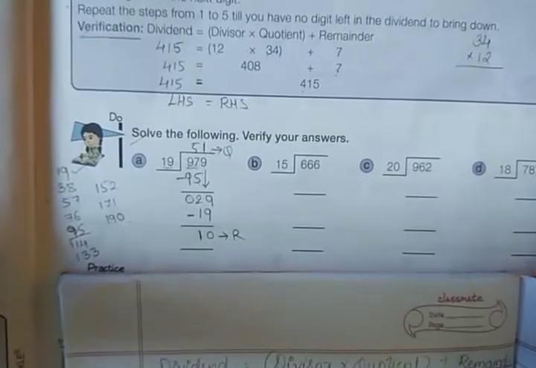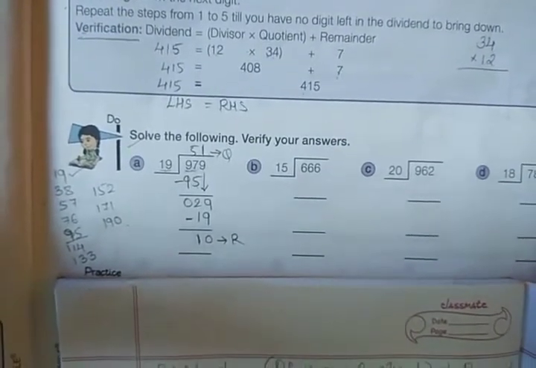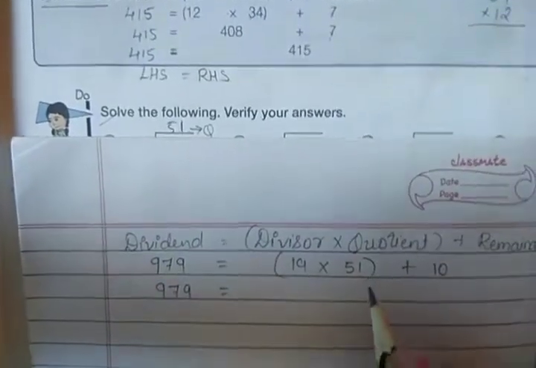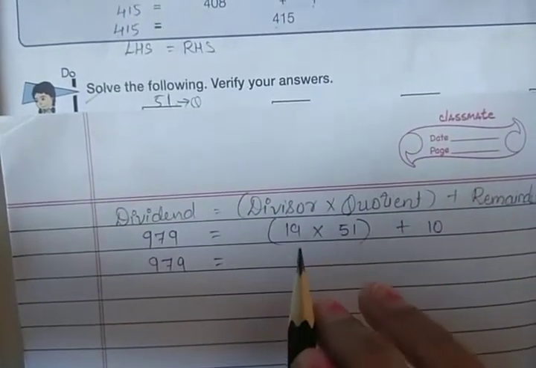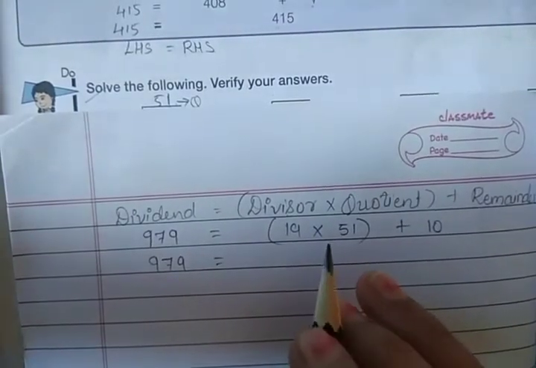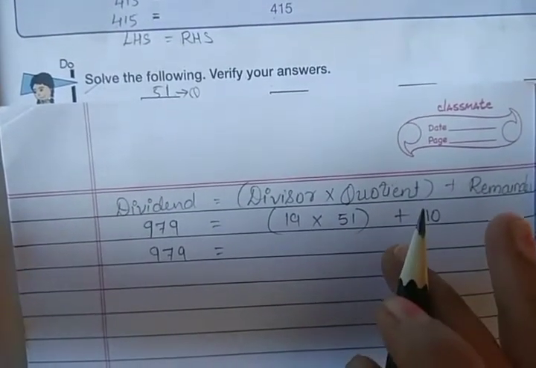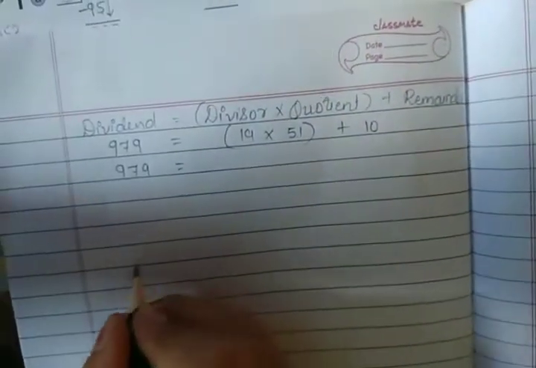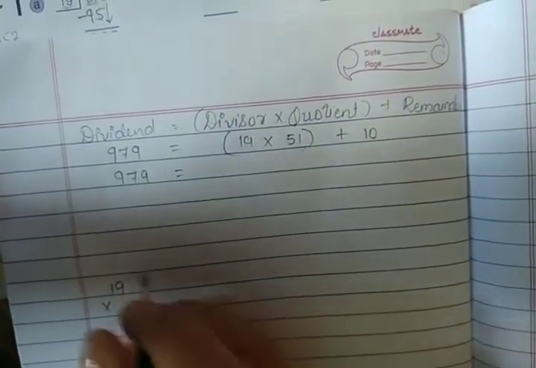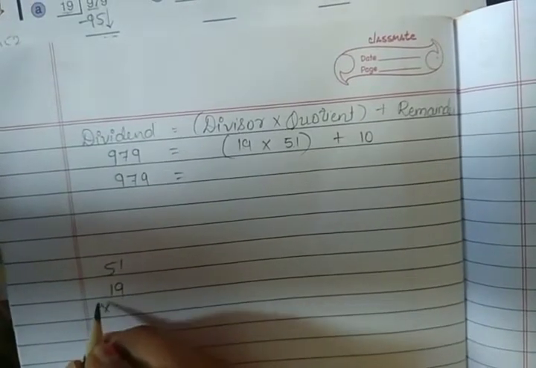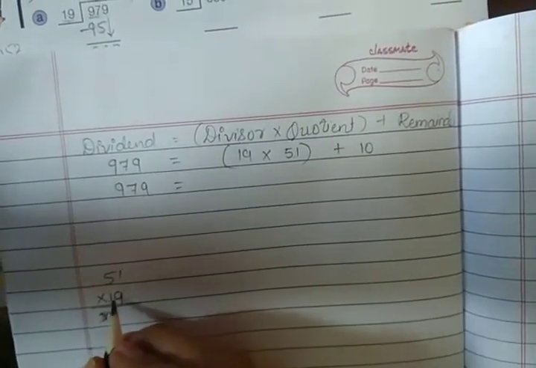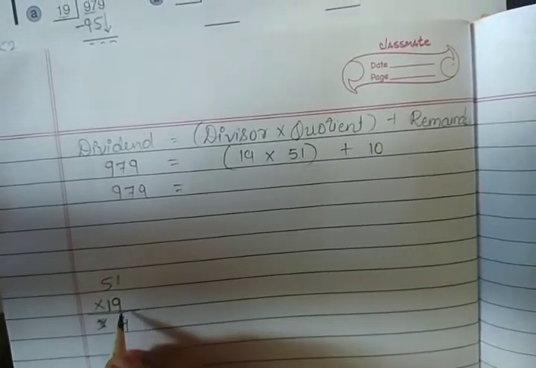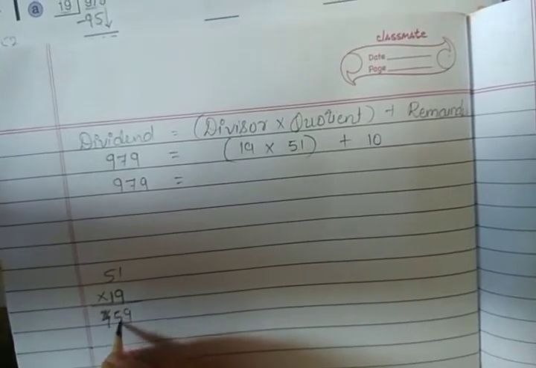Remainder is 10. Okay, 979 is equal to, now the brackets we need to solve first every time, whether it is multiplication, division, addition, subtraction, anything it may be. So now we'll multiply these two numbers here. That is 51 multiplied by 19 here. Okay, the bigger number should be written above here. 9 ones is 9, 9 fives are 45.